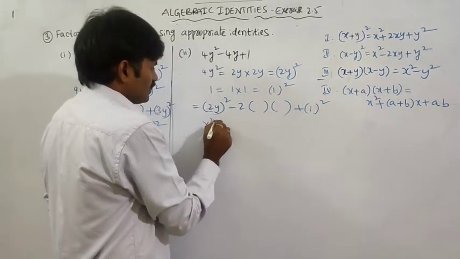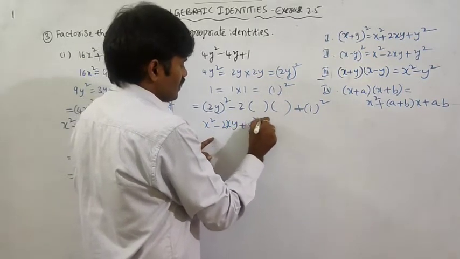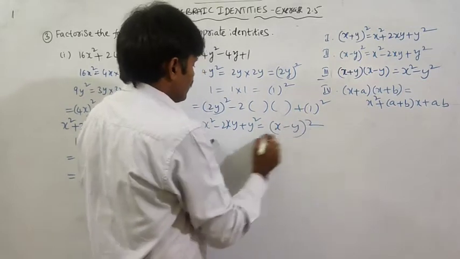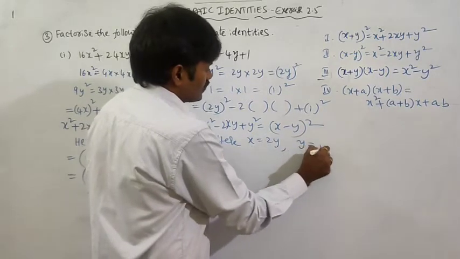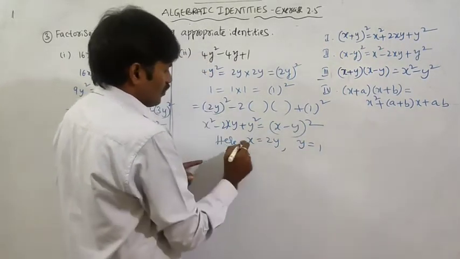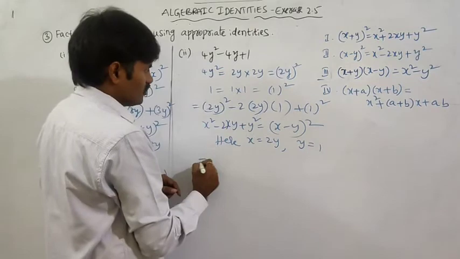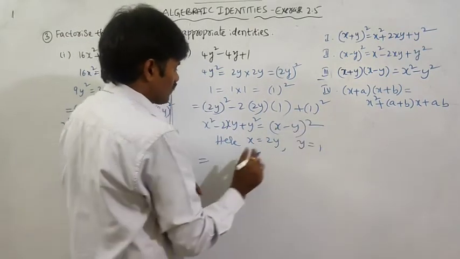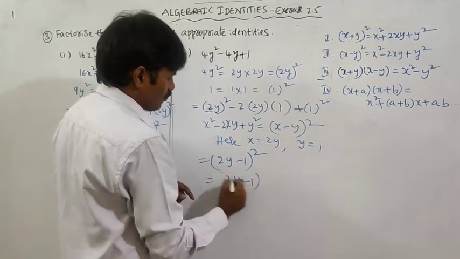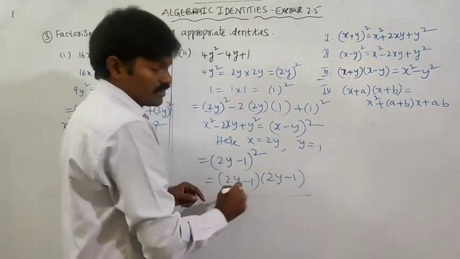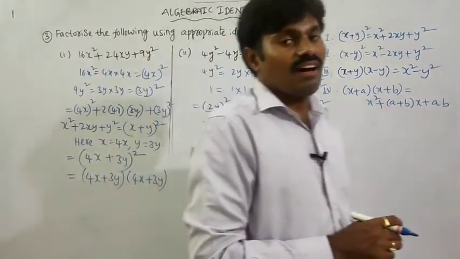If you compare this expression with the formula x square minus 2xy plus y square is equal to x minus y whole square, here x is how much? 2y. And y is equal to how much? 1. Now the middle term is minus 2xy, so x is 2y, y is 1. Now simplify: x minus y whole square gives 2y minus 1 whole square. This also has equal factors, so 2y minus 1 into 2y minus 1. So like this you have to find the factorization of the given algebraic expression.